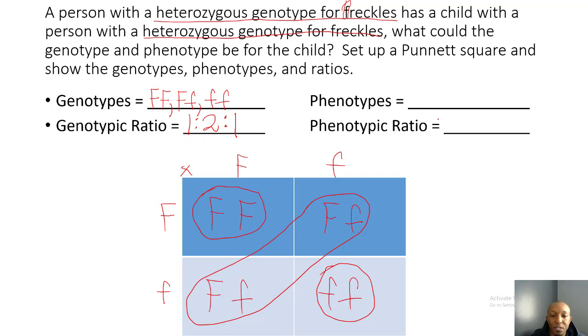Our phenotypes, you're going to have with freckles. Now I'm going to put with freckles. And then I'm going to put no freckles. Our phenotypic ratio, 3 are going to have freckles because we have that dominant trait showing. So 3, and then we have 1 with no freckles. So it's going to be 3 to 1.